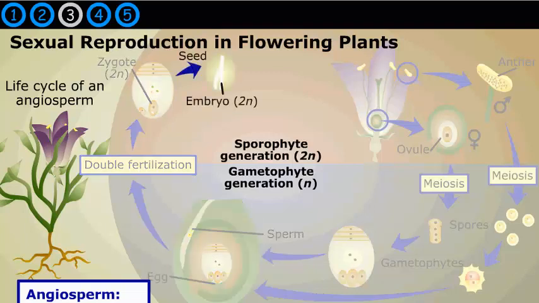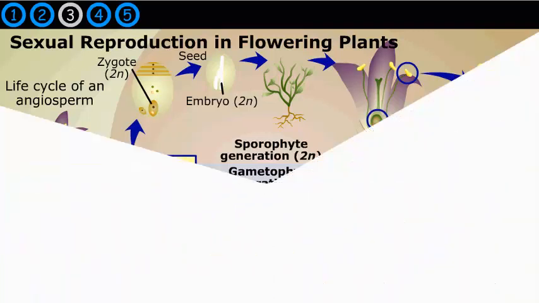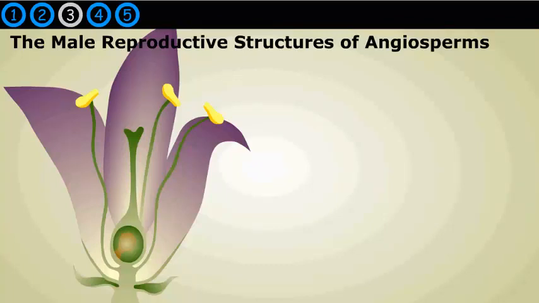The zygote develops into a multicellular seed that contains a diploid sporophyte embryo. The seed is enclosed within an ovary, which matures into a fruit. The seed germinates and a new sporophyte plant develops. The sporophyte plant matures, forms flowers, and the process repeats. The flower is the reproductive structure of angiosperms.